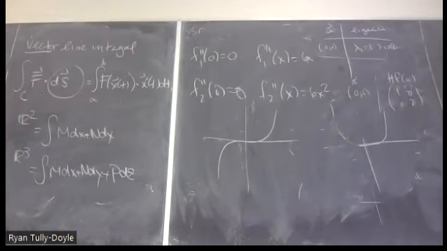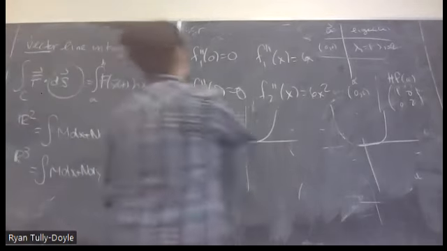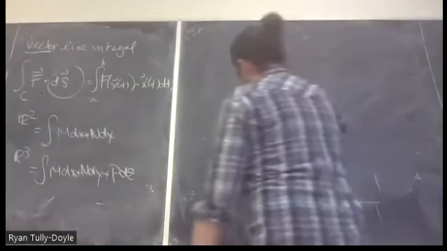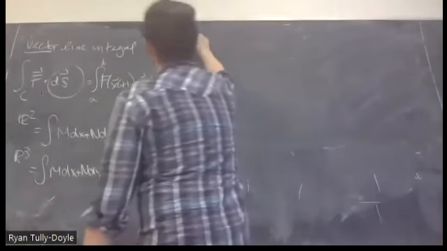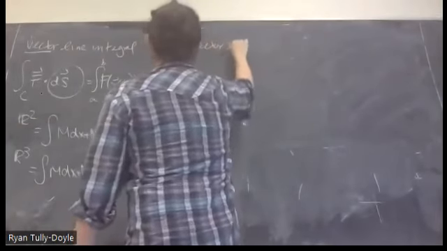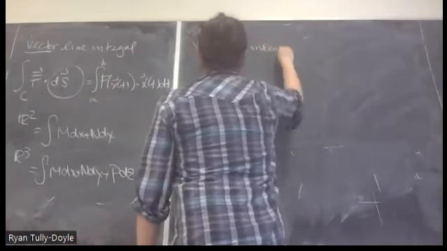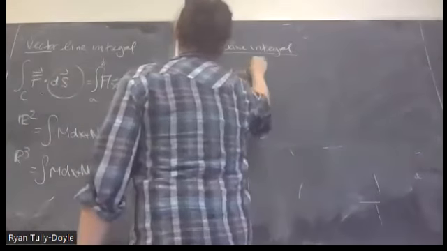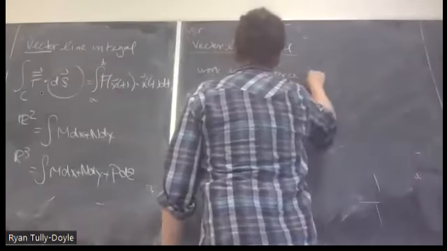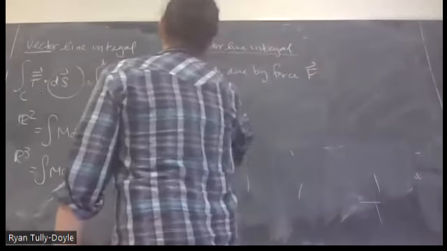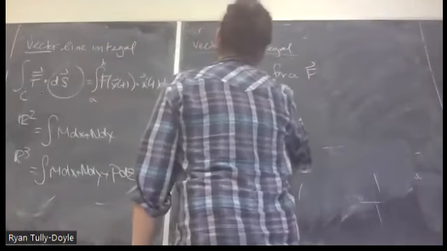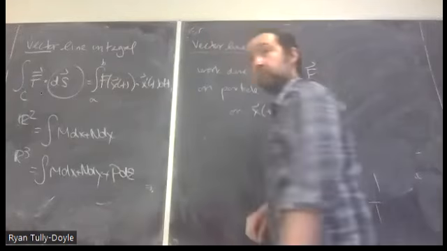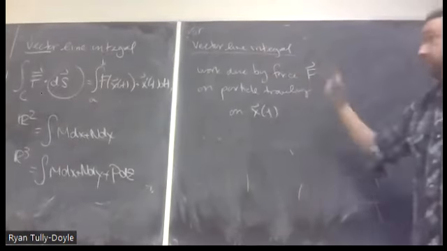Now, how do you interpret what a vector integral is doing? A vector integral can be said to be computing work. That's the basic interpretation of what a vector line integral is doing. The easiest way to interpret a vector line integral is work done by force F on a particle traveling on X. That's what a vector line integral is.